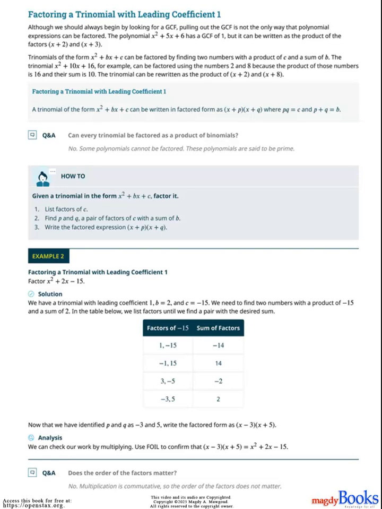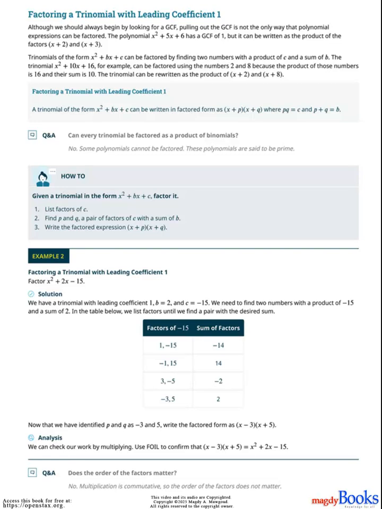Q and A. Can every trinomial be factored as a product of binomials? No, some polynomials cannot be factored. These polynomials are said to be prime. How to: given a trinomial in the form x squared plus bx plus c, factor it. 1. List factors of c. 2. Find p and q, a pair of factors of c with a sum of b. 3. Write the factored expression (x plus p) multiplied by (x plus q).